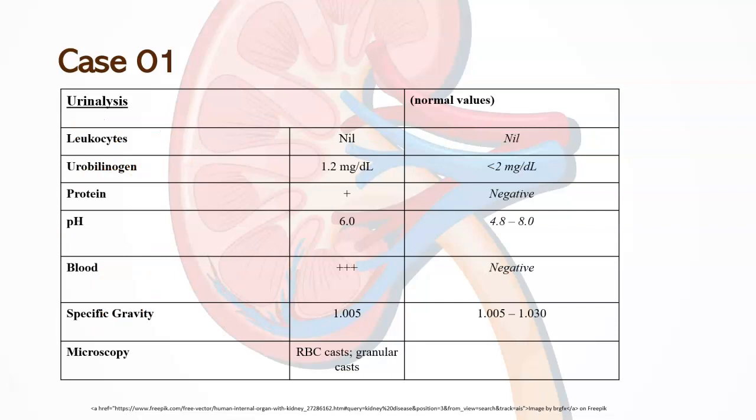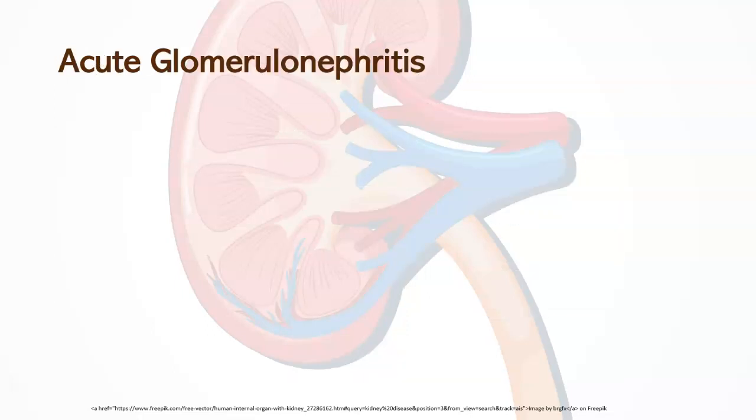This is her urinalysis, and you'll note that she has 3 pluses of blood in the urine, plus proteinuria, and microscopy reveals red blood cell casts and granular casts. So this is acute glomerulonephritis.